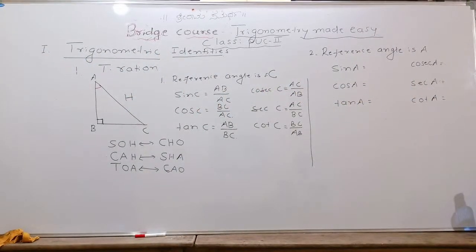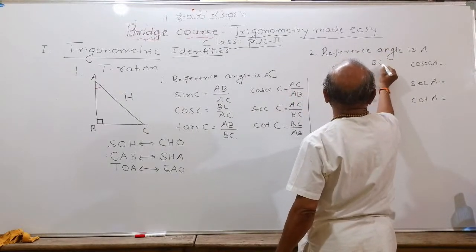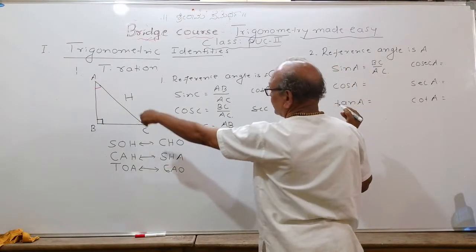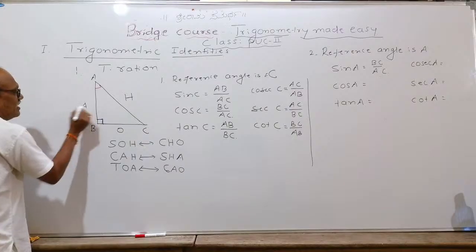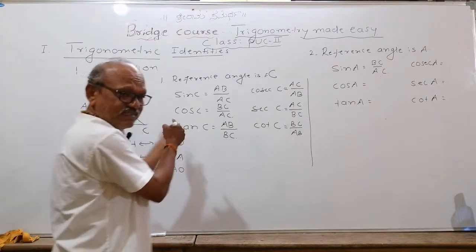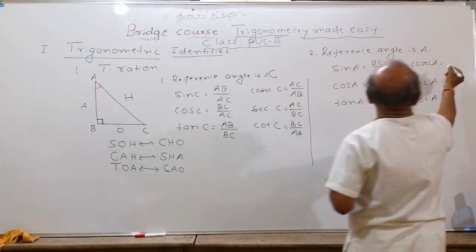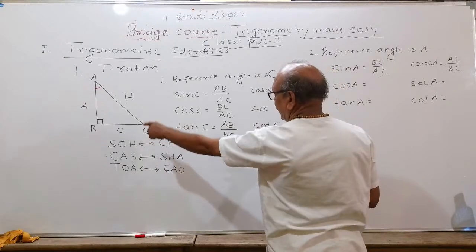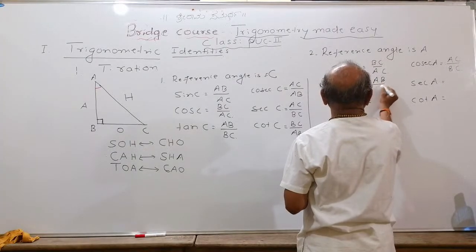Yes, sin A will be the correct answer. Sin A will be opposite upon hypotenuse, BC by AC. Cos A will be, now what is adjacent? With respect to A, this one becomes opposite and this one becomes adjacent. This is the first concept you have to see: when the reference angle changes, only hypotenuse, opposite and adjacent interchange. Now sin A will be BC upon AC, cosec A will be its reciprocal, AC upon BC. And cos A is adjacent upon hypotenuse, which is AB upon AC.